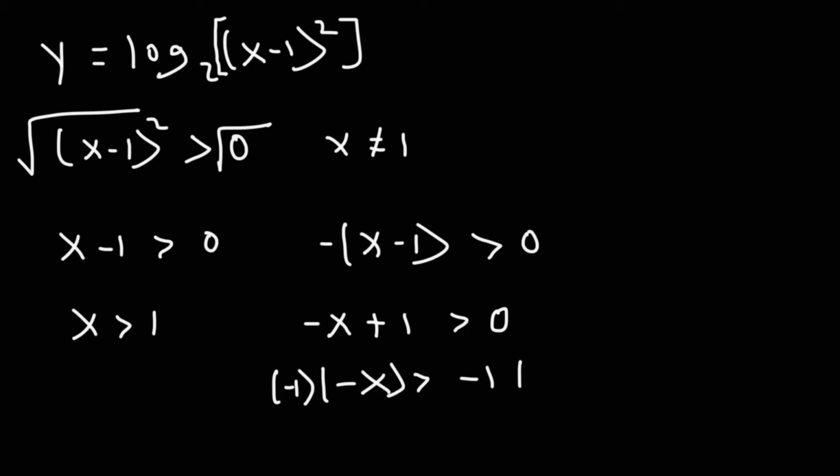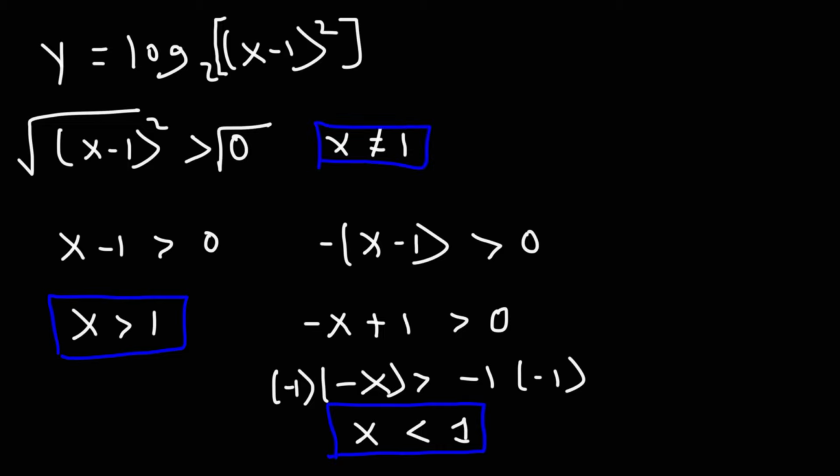we'll get positive x. Now we got to change this. Positive x is less than negative 1 times negative 1, which is positive 1. So here we get that x is greater than 1, and here we get that x is less than 1, but x does not equal 1. So how can we show this with a number line?